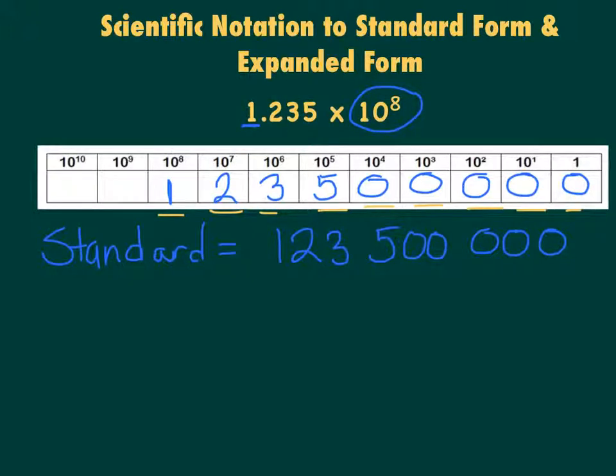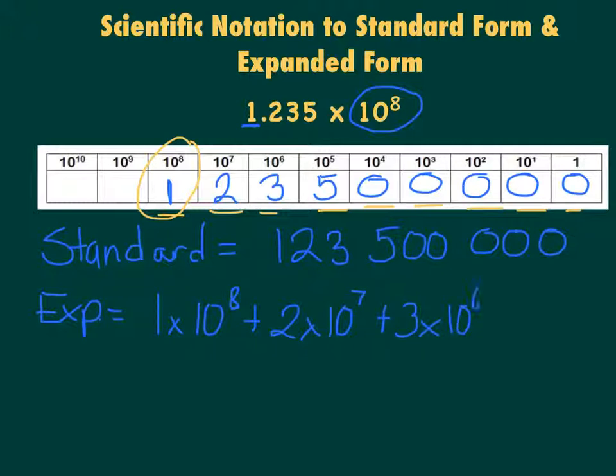Once I've got my number in the place value table, it's relatively easy for me to do expanded form as well. So just for short form, EXP, expanded form, and I'm just going to pay attention to what column each of my numbers are in. So expanded form for this equals 1 times 10 to the power of 8 plus 2 times 10 to the power of 7 plus 3 times 10 to the power of 6 plus 5 times 10 to the power of 5. And I don't need to add any more because again the value is always 0.